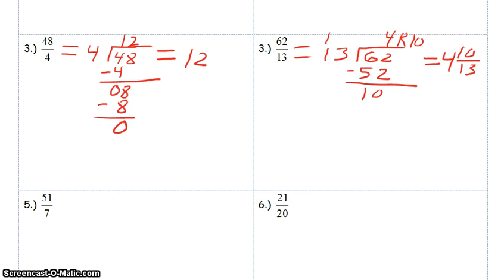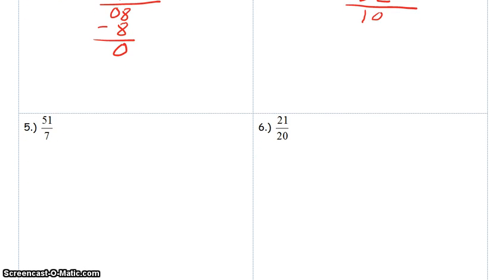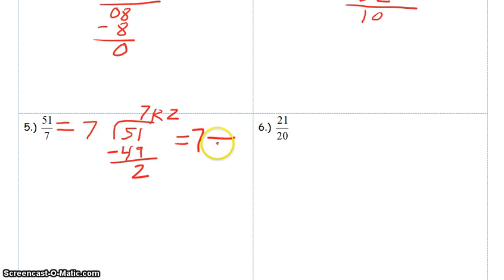Now we scroll down to our last 2 problems of this section. We take 7 into 51. 7 does not go into 5, but 7 goes into 51 7 times. 7 times 7 is 49. 51 minus 49 is 2. So we have a remainder of 2. Our whole number is 7. Our denominator stays 7. And our numerator is the remainder, which is 2.